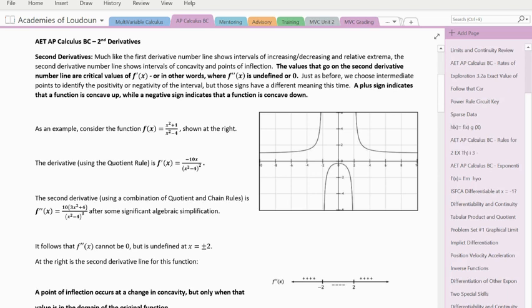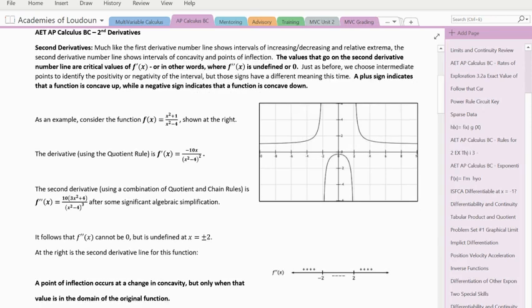For example, let's look at the function x squared plus 1 divided by quantity x squared minus 4, as shown at the right. The derivative using the quotient rule is as shown, negative 10x over the quantity x squared minus 4 squared. The second derivative using a combination of quotient and chain rules is as shown here, after some significant algebraic simplification.